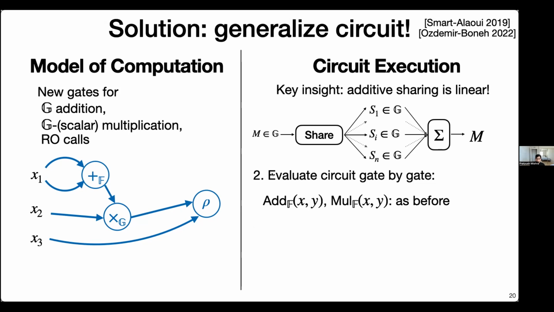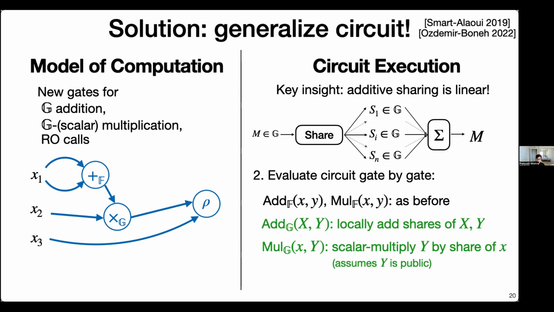Okay, so to evaluate this new generalized circuit, we proceed as before for field elements. For group elements, we are able to just locally add our shares of the group elements. But for the scalar multiplication operation, you can do this native scalar multiplication of, say, public element y by the share of x, and now you'll have a share of x times y. Or you could do it reversed: scalar multiply public x by the share of y, and now you'll have a share of x times y.